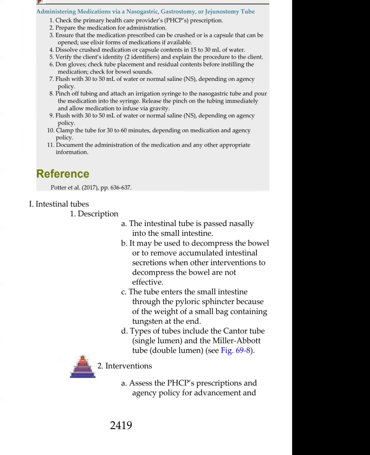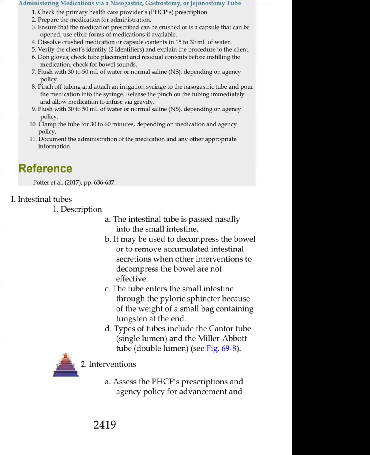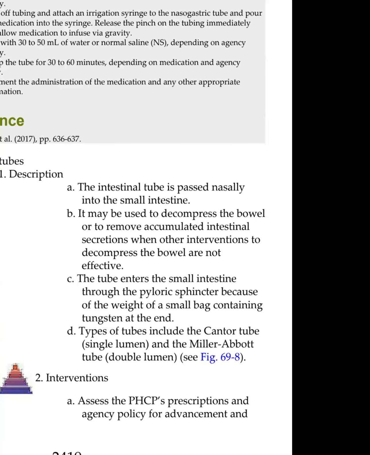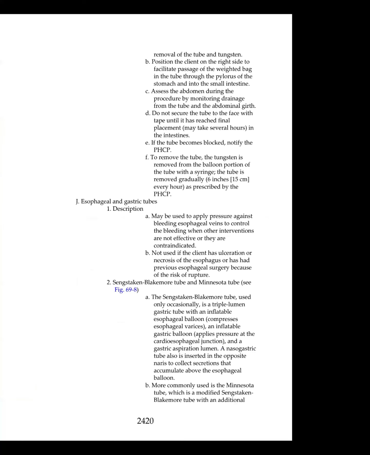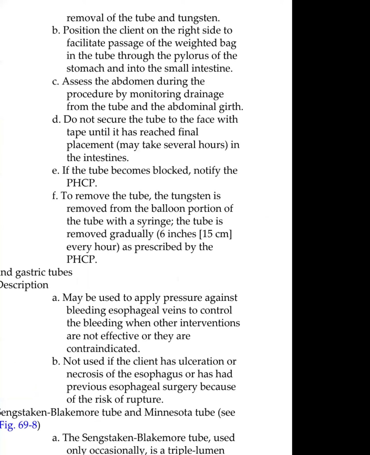Now interventions: follow the primary healthcare provider's prescription and policy for advancement and removal of the tube. Position the client on the right side to facilitate the passage of the weighted bag in the tube through the pylorus of the stomach into the small intestine. Can anyone tell me why right side? On which side is the stomach situated?